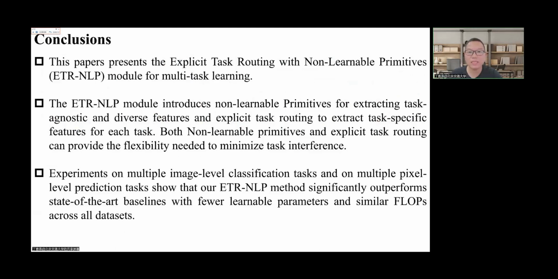Here we give our conclusion. First, this paper presents the explicit task routing with non-learnable primitives model for multitask learning. Second, the ETR-NLP model introduces non-learnable primitives for extracting task-agnostic and diverse features and explicit task routing to extract task-specific features for each task. Both non-learnable primitives and explicit task routing can provide the flexibility needed to minimize task interference. And finally, experiments on multiple image level classification tasks and on multiple pixel level prediction tasks show that our ETR-NLP method significantly outperforms state-of-the-art baselines with fewer learnable parameters and similar FLOPs across all datasets.